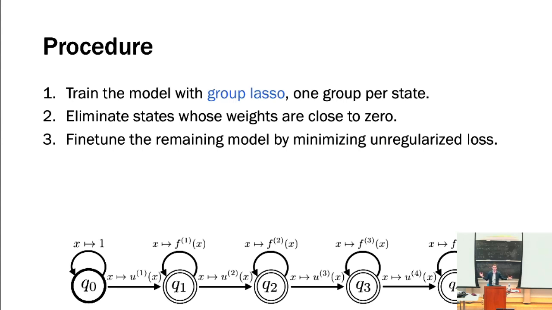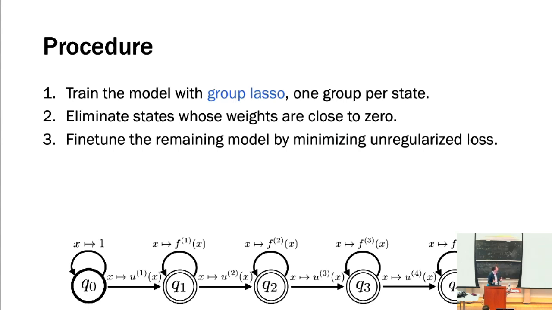So you train the model with a group lasso, one group per state. You take away all the states whose weights get close to zero after you've converged. And then we do some fine tuning at the end where we go back to the original loss function and fine tune the model just on the new model with fewer states. So we've chopped out all the states we don't need. Thinking about this experimentally was a little tricky.